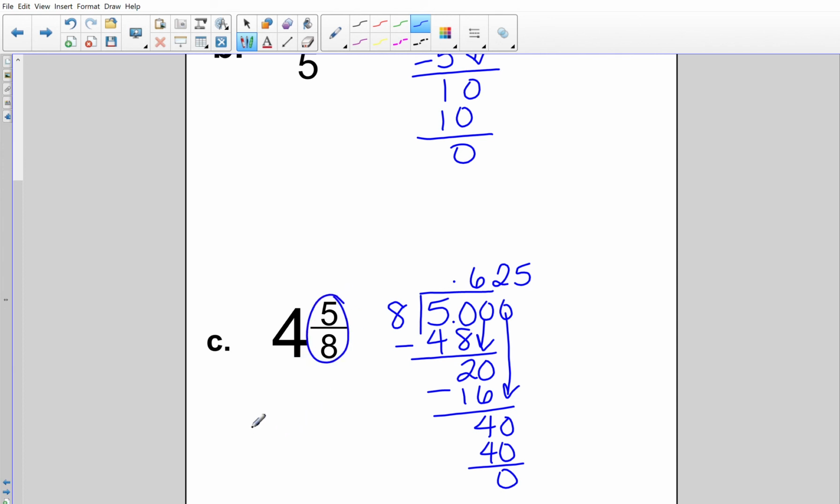So when I have a whole number, the whole number becomes the whole number in the decimal. And so now it's 4.625. So don't forget that you have that whole number as part of your final decimal. It's just not part of the division.